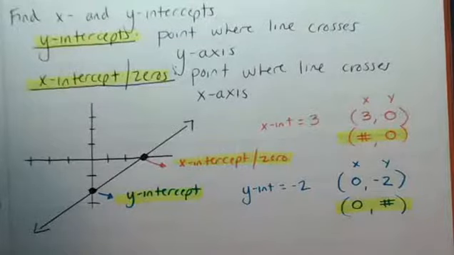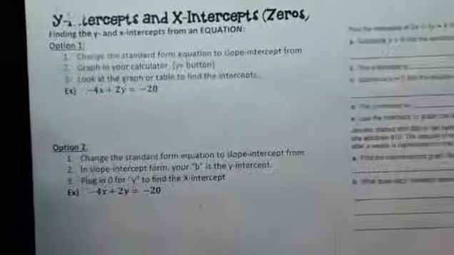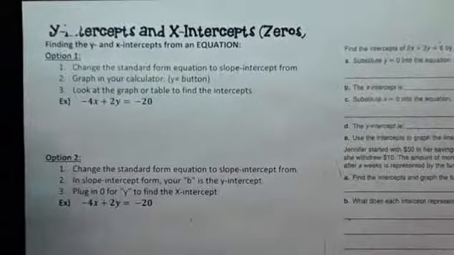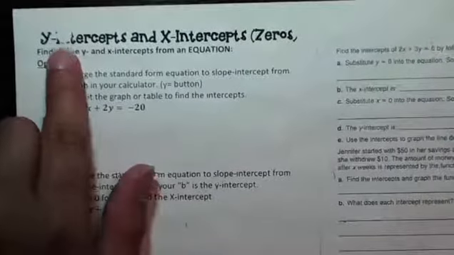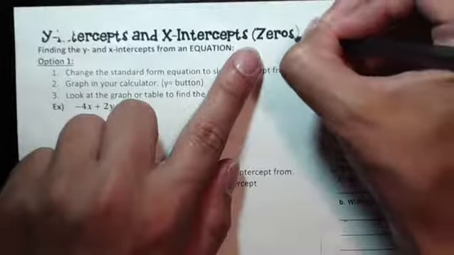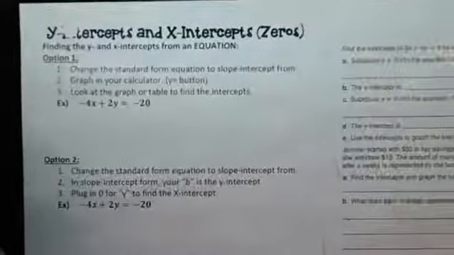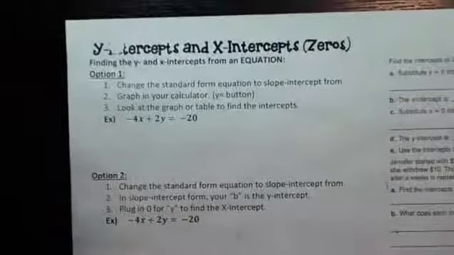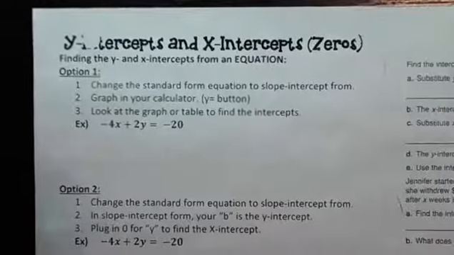So what you're going to do is, we're done with our notebooks for right now, so put that off to the side. And what you're going to be getting is this paper that says the y-intercepts and the x-intercepts are 0s. I don't know what happened to the rest of the parentheses there. And we're going to take notes on this, so I'll give you a second to get that handed out, and then we'll start discussing it.